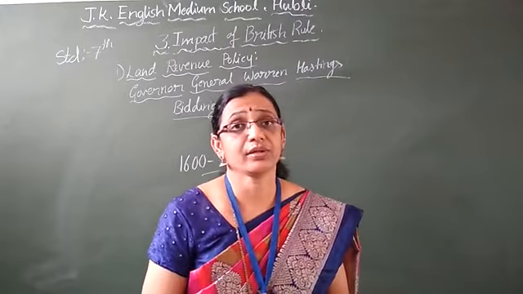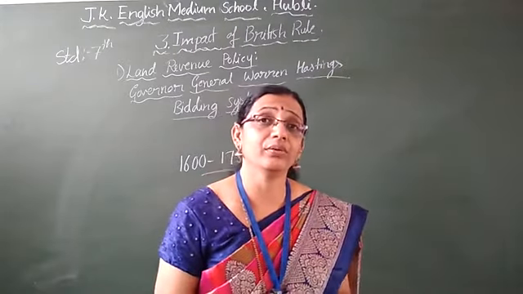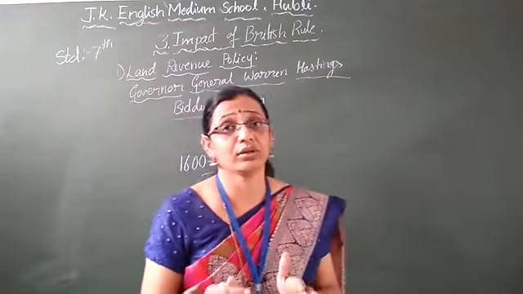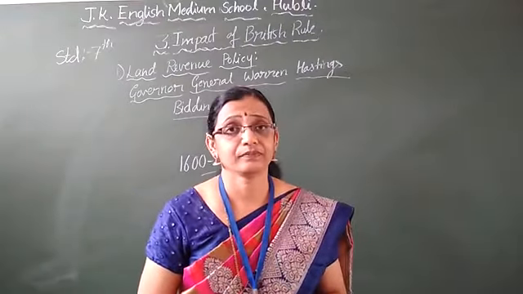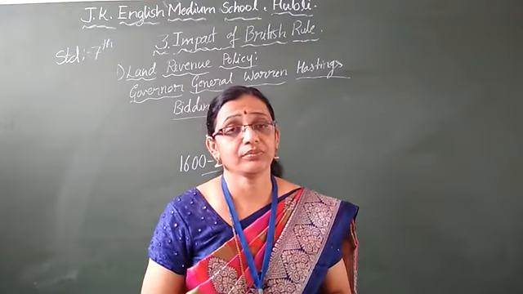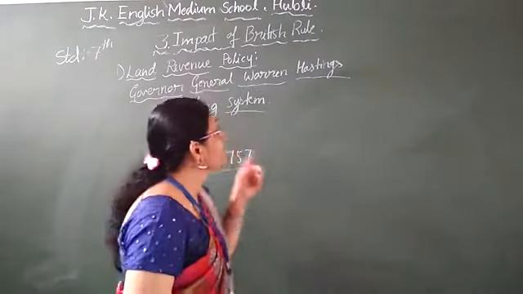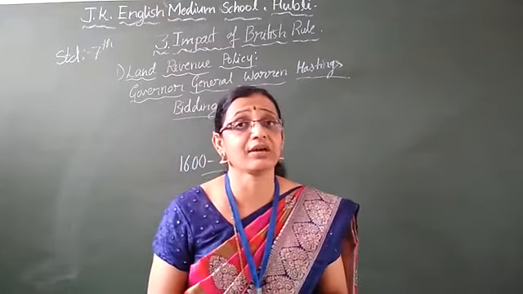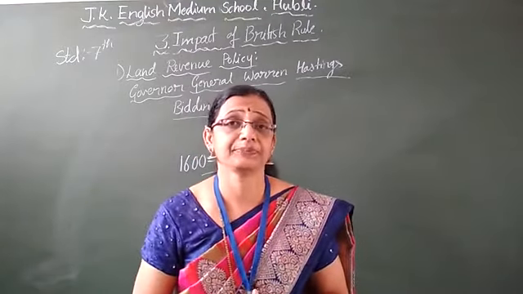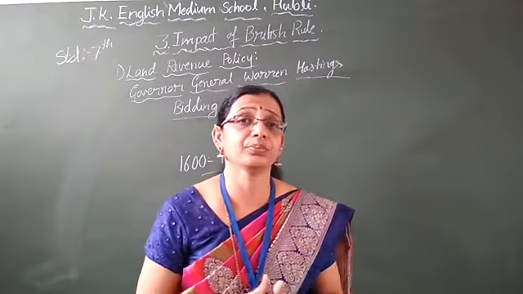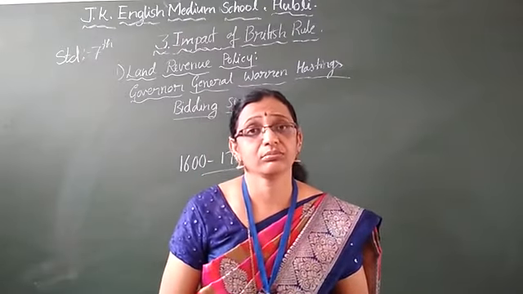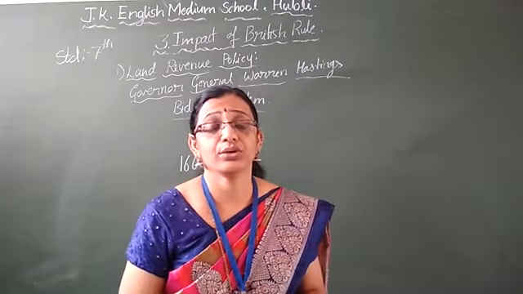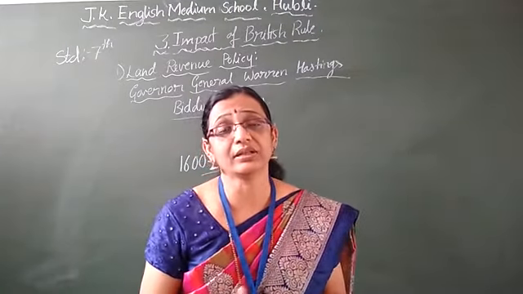It is not possible. So what happened? Many farmers in the bidding system failed to pay the tax they had agreed to pay. It became difficult for them, so they were unable to pay. If they are unable to pay, how will the British government maintain their staff, their army, their officers? Because every month they have to pay salaries. So it becomes very difficult for the British to maintain their staff and their army.